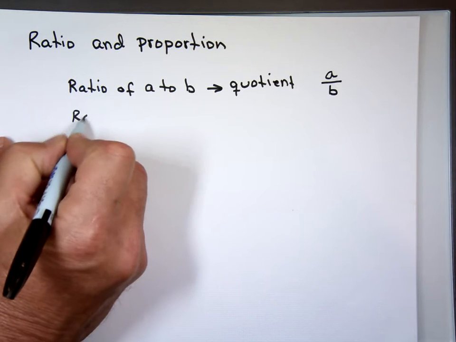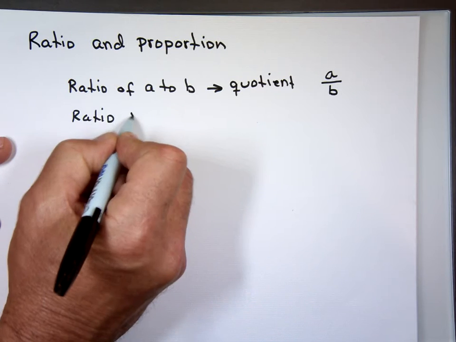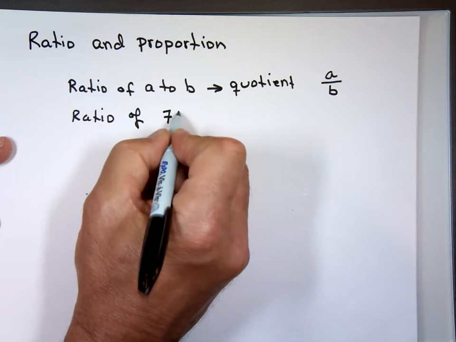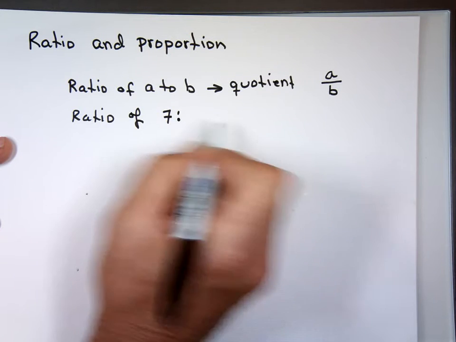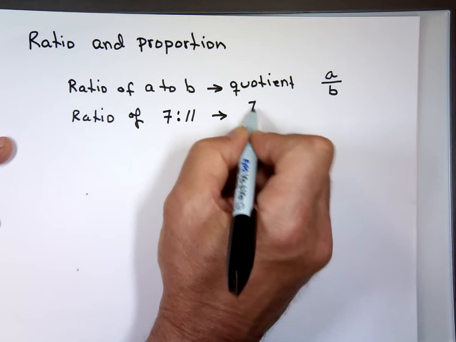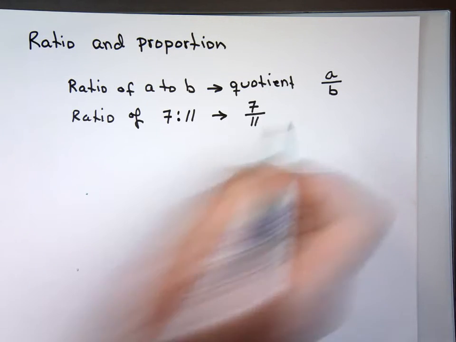When I say the ratio of 7, and sometimes instead of the word "to" we do a colon, like this, 7 to 11. That means the quotient of 7 over 11.